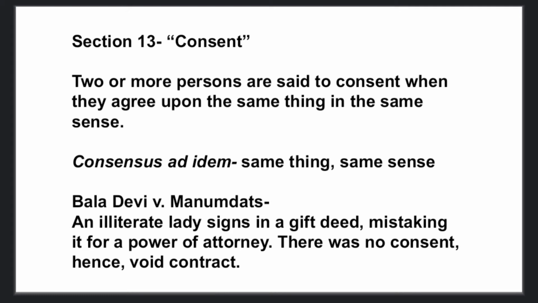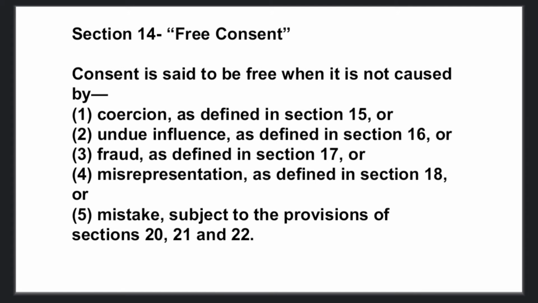Now let us understand what is free consent. Section 14 is the important provision which says that consent is said to be free when it is not caused by, first, coercion as defined in section 15, or second, undue influence as defined in section 16, or third, fraud as defined in section 17, or fourth, misrepresentation as defined in section 18, or fifth, mistake subject to the provisions of sections 20, 21 and 22.